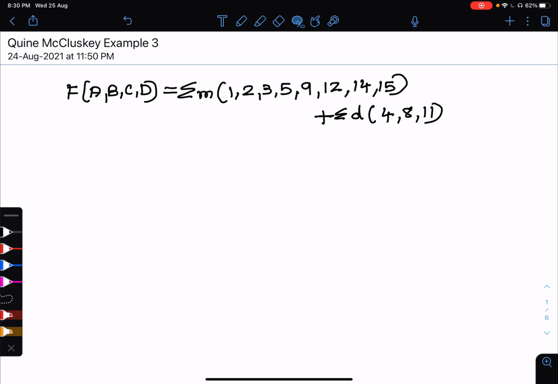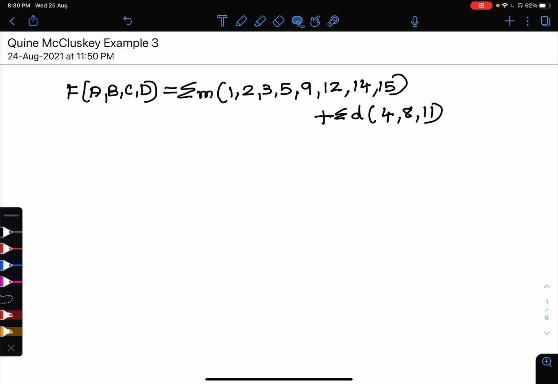So this is the third example of the SOP reduction using the QM method. Here there is a don't care condition also. It is an SOP expression with the min terms 1, 2, 3, 5, 9, 12, 14, 15. And in addition, there are don't cares 4, 8, and 11. In the case of don't cares, there is a very slight difference from the normal case in the QM method that I will explain.